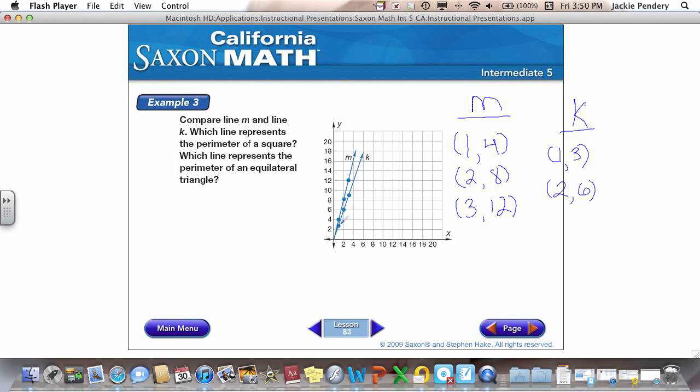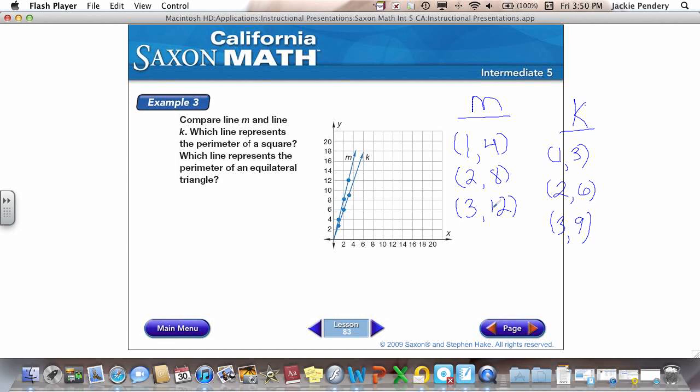My third point, if I keep on going, is right here. If I go straight down, it's between the 2 and the 4 on the x-axis, so that will be 3, and between the 8 and the 10 on the y-axis, so it will be at 9. So 3, 9.